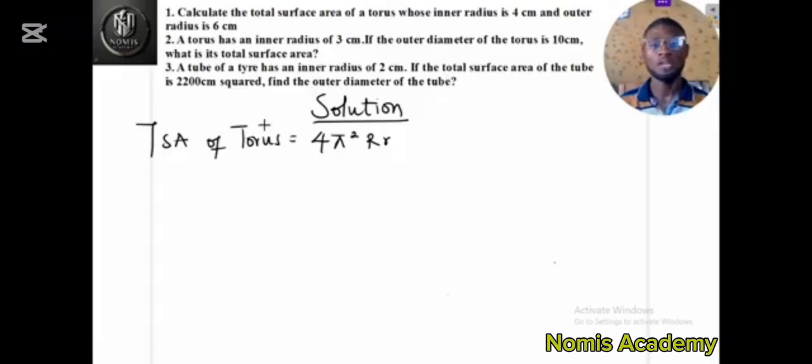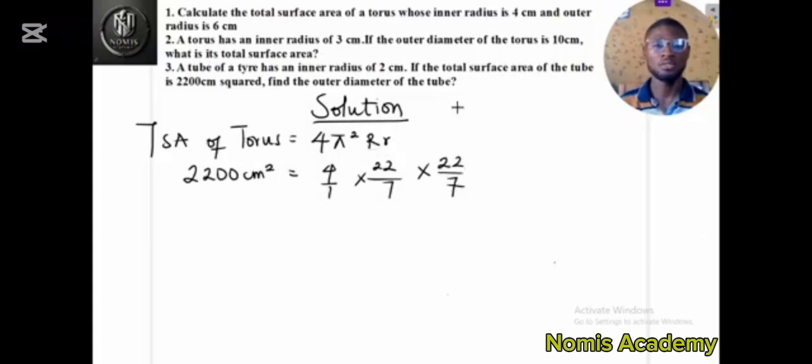So I know that to find the solution, I need to introduce the total surface area of the torus. Since the total surface area of the torus, or of the tube, has been given to be 2,200 centimeters squared, that is equal to 4 over 1 multiplied by 22 over 7 multiplied by 22 over 7. Now the R, which is the outer radius, is not given, and that is what I should look for to get the diameter. I know that diameter divided by 2 is equal to the radius, so I can replace this radius by diameter divided by 2, multiplied by the small radius.